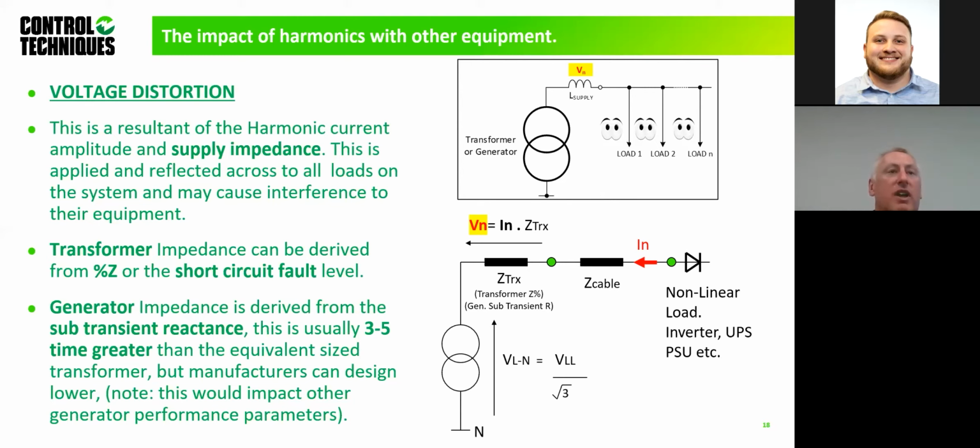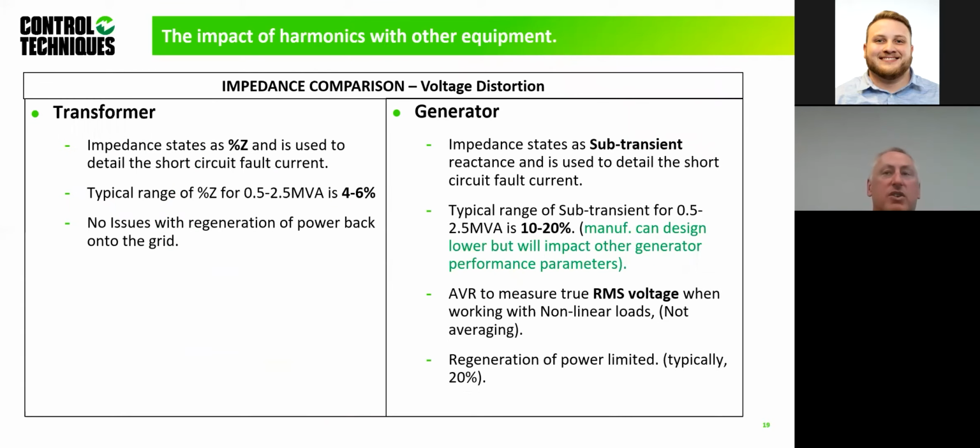Okay, so just a quick overview. If you look at the two, we've got transformer and generator, with percentage impedance and subtransient reactance. Typical values of percentage impedance for the transformer, 4 to 6% is not unusual, between 0.5 and 2.5 MVA. And typically the equivalent subtransient reactance on a generator could be between 10 and 20%. Typically, it can go up to 30, which is interesting. But it's important to understand that the impedance is significantly higher.